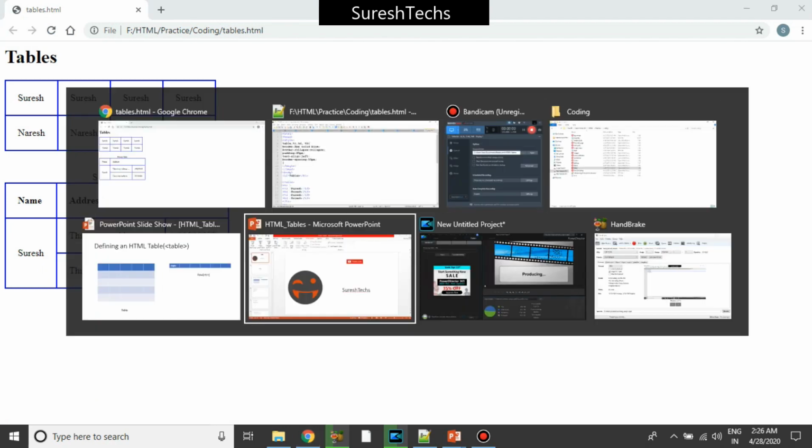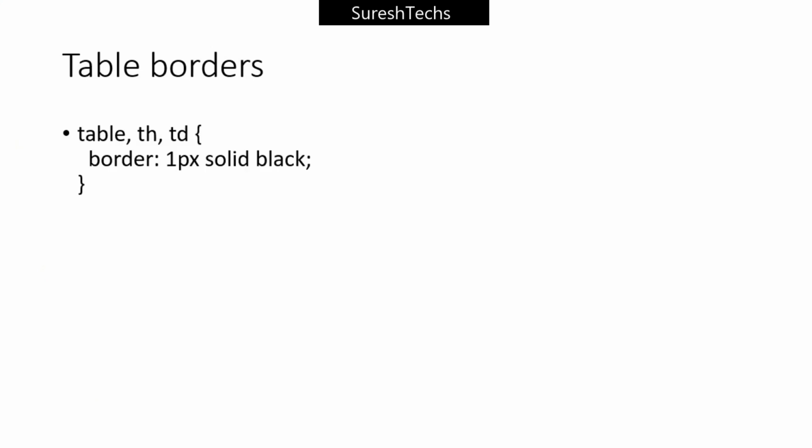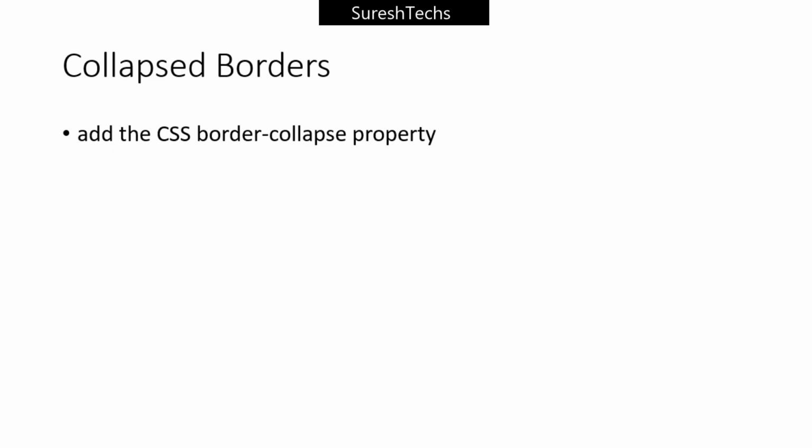Okay, let me go back to the presentation now. So this is our table, and to create a row you use table row, and to create the data you will use table data, and to create a table header you will use th. Okay, so this is how you will create the border, and these are the collapsed borders. So by default, if you don't specify this, each table data is going to have a separate border. But if you don't want that, you could use border collapse.